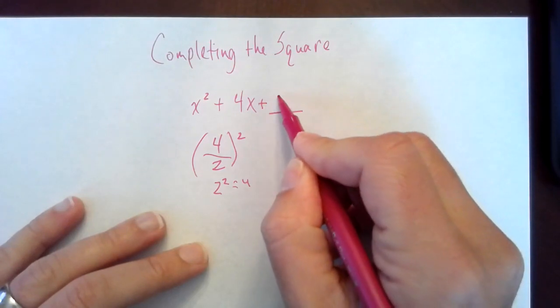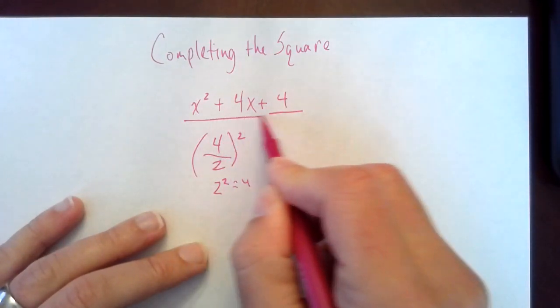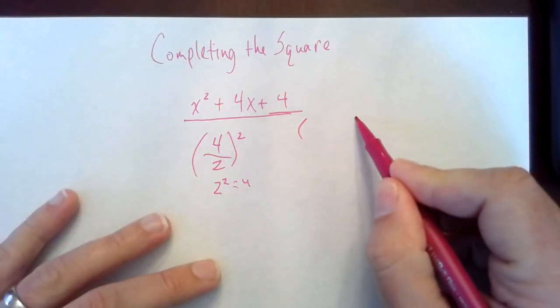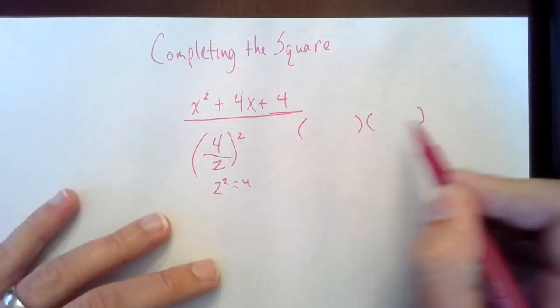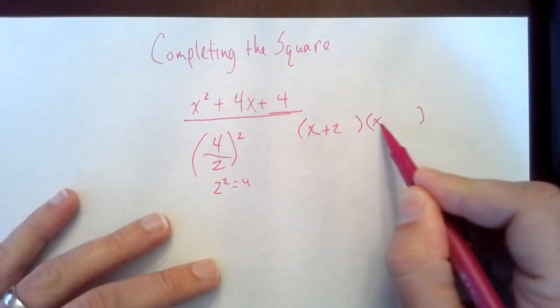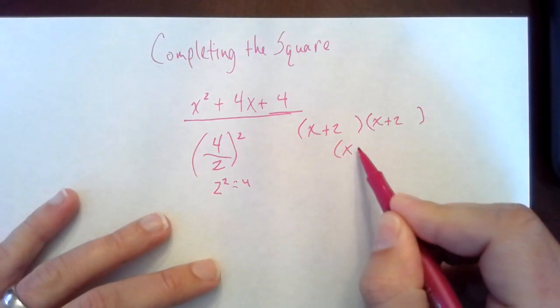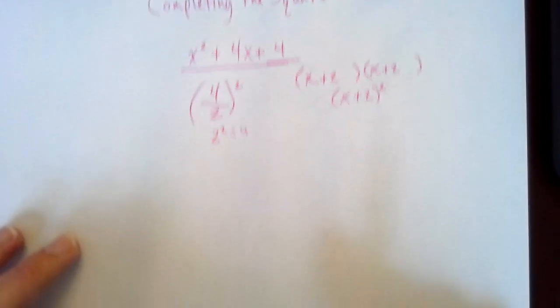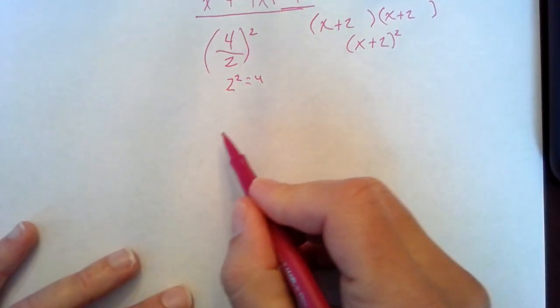So this is a perfect square trinomial. What that means is I can factor it very easily. It's going to be x plus 2 times x plus 2, or x plus 2 squared. Okay, let's do another example. I'll make another one up on the spot.